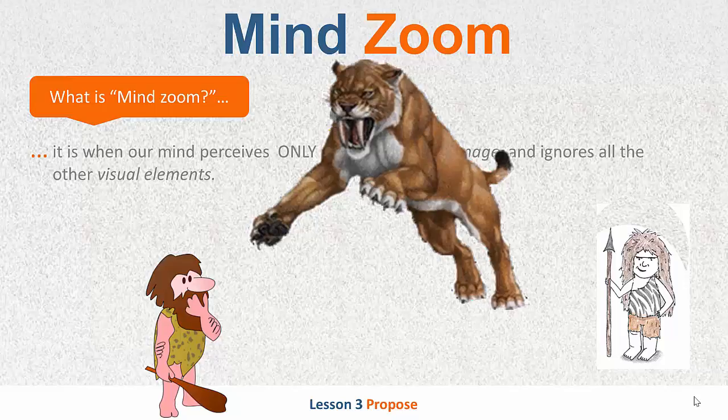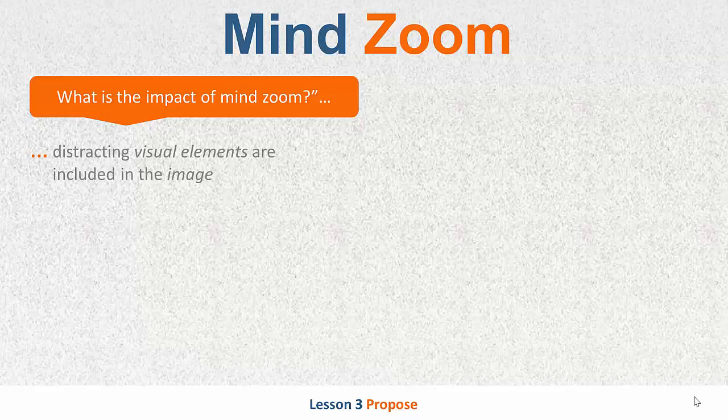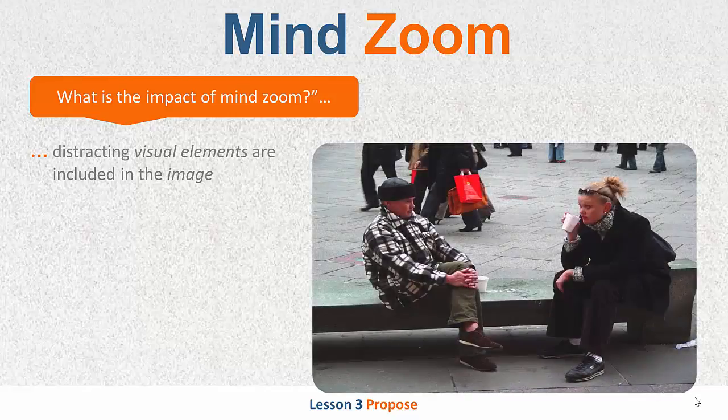What happens if we don't effectively manage mind zoom? There are two common problems in photography that occur if we don't effectively manage mind zoom. One is that the distracting visual element can be included in the image. For example, in this photo, I was focused only on the two women talking, and I never perceived the bright red shopping bag. Mind zoom. All I had to do was wait a couple of seconds and the red bag would have been out of the image.